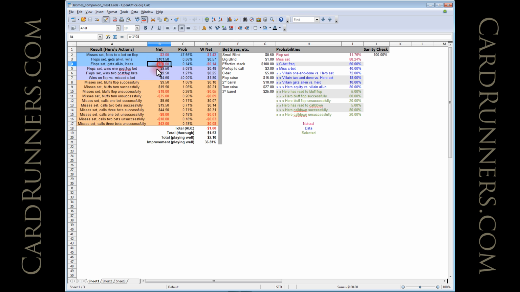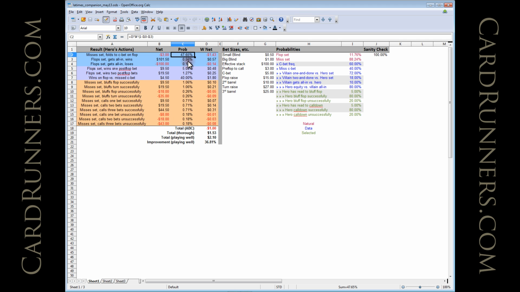Anyway, the amount of money that the hero is going to lose, this one is also incorrect because it should be 97, not 100, because the investment is already 3 big blinds pre-flop. And so on and so forth. All of the results, if he bluffs the flop unsuccessfully, he's going to end up losing 18 big blinds post-flop, and so on and so forth.